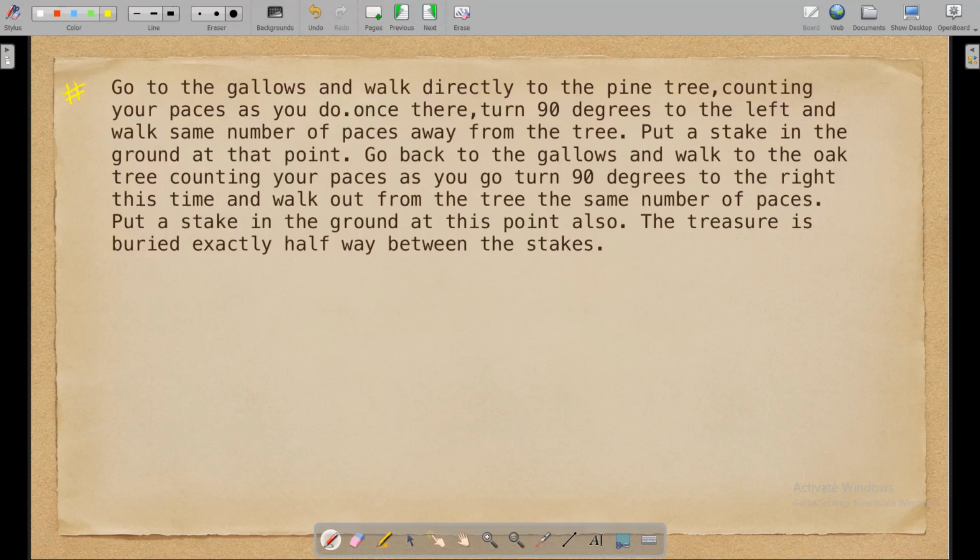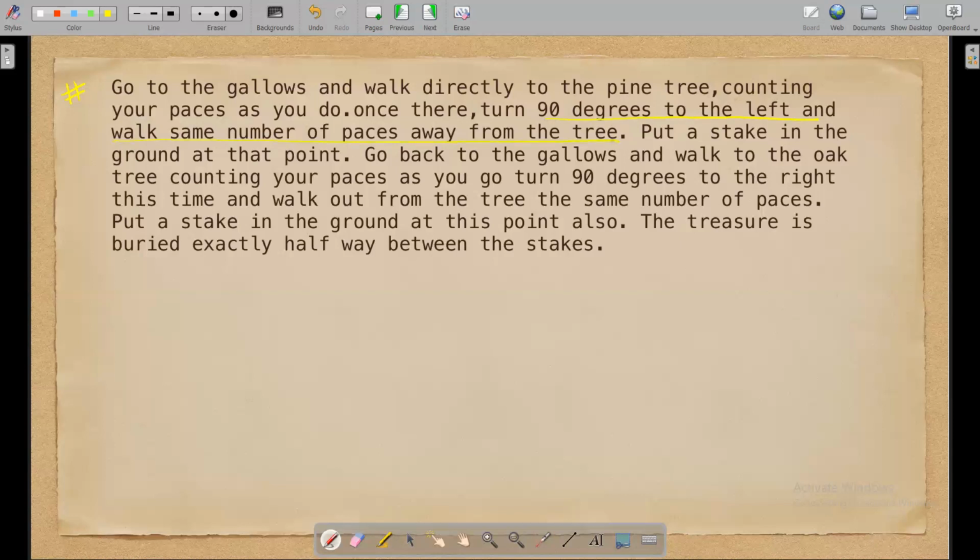The question says that go to the gallows. This information is being provided for an island where the treasure is hidden. And on the island, there are two trees. One is a pine tree, the other one is the oak tree, and a gallows is there. So to identify where the treasure is hidden, we have to read this information. Go to the gallows and walk directly to the pine tree, counting your paces as you do. Once there, turn 90 degrees to the left and walk the same number of paces. So you have to go first to the pine tree and follow this instruction.